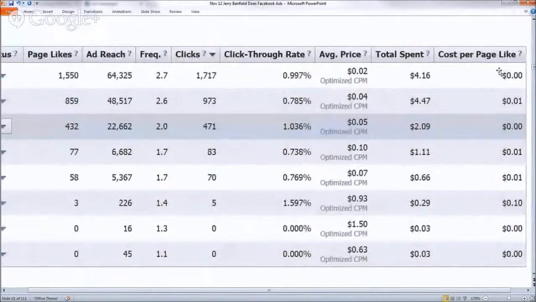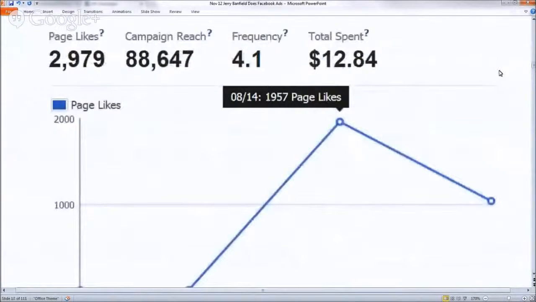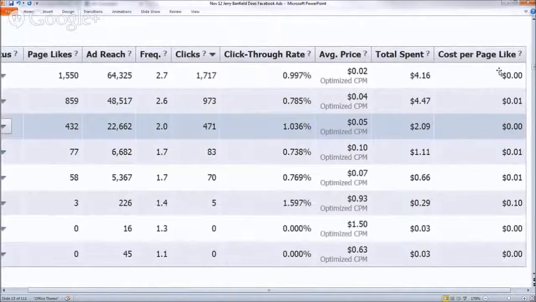And a lot more of what you can achieve with it. 2,900 likes for $12. Now, these results are some awesome campaigns with it, but you used to easily be able to get 100 to 200 likes per dollar using this strategy. Click-through rate of around 1% at 0.02 optimized CPM. That's where you get a 0.00 per like.